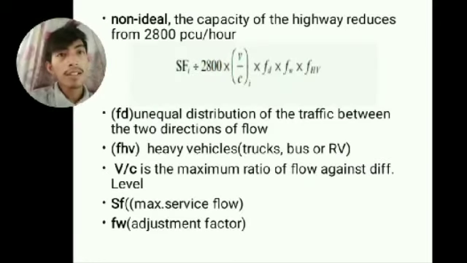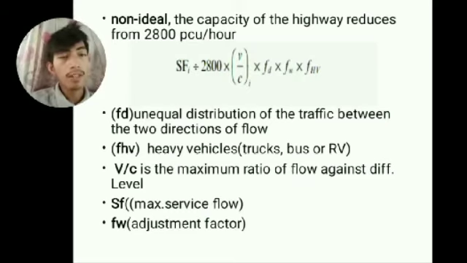Sa non-ideal naman, may highway capacity na reduced from 2800 PCU per hour. So ito magiging formula natin. Yung service factor divide 2800 na constant value times BC times FD times FW times FHB. So yung FD natin ay yung tatawag nating unequal distribution of traffic between two directions of flow.